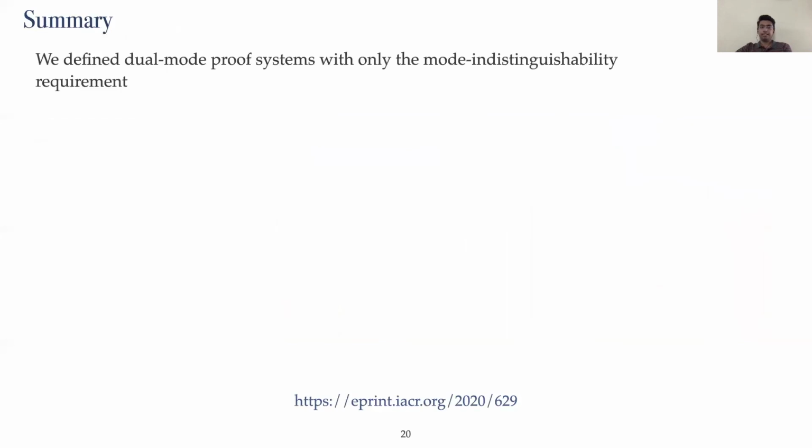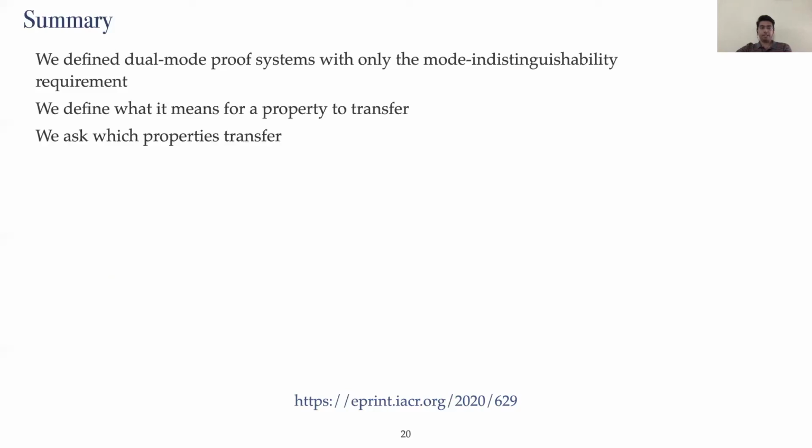So to summarize, we have defined dual mode proof systems with only the mode indistinguishability requirement. We also define what it means for a property to transfer, and we ask which properties transfer. We prove that SNDP, the penalty style definition of soundness, does not transfer via an explicit counterexample based on the hardness of the decisional Diffie-Hellman assumption.